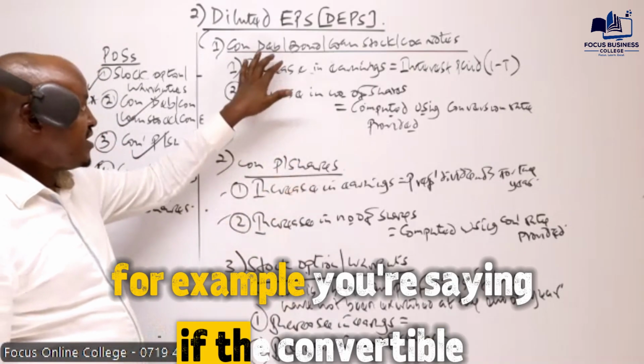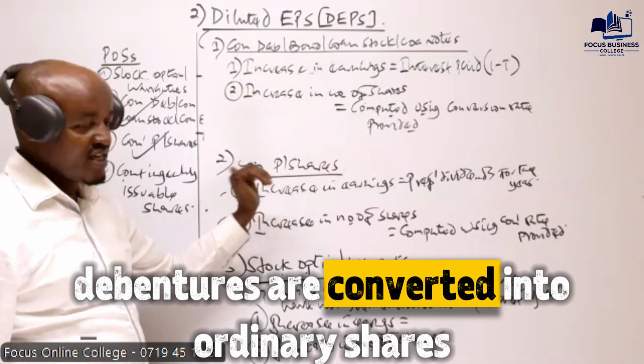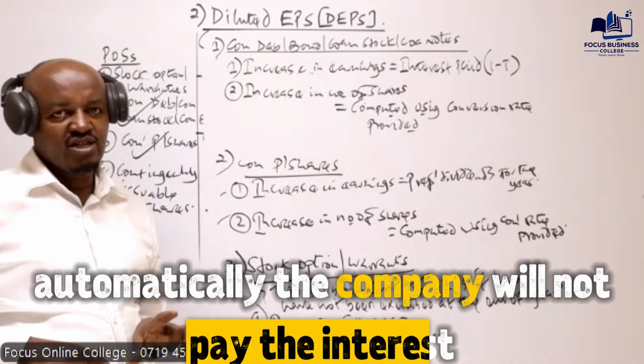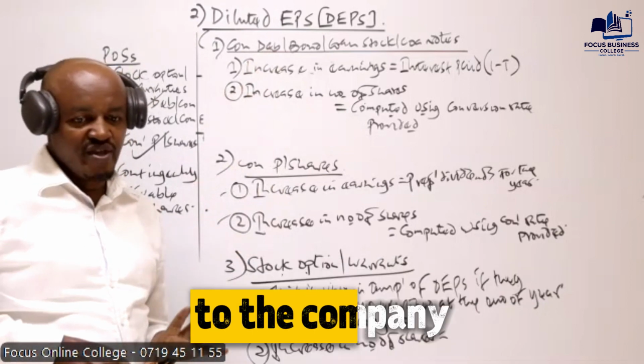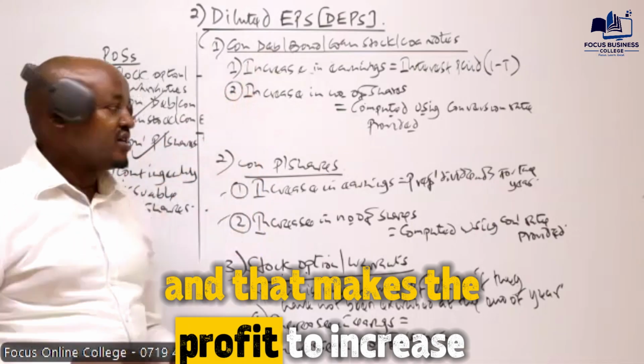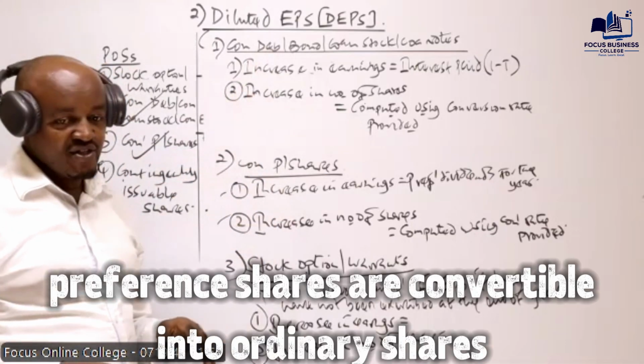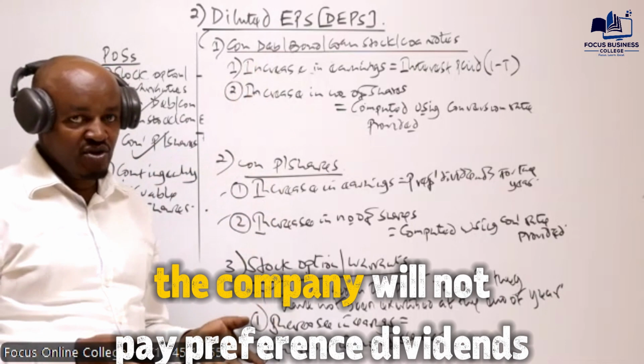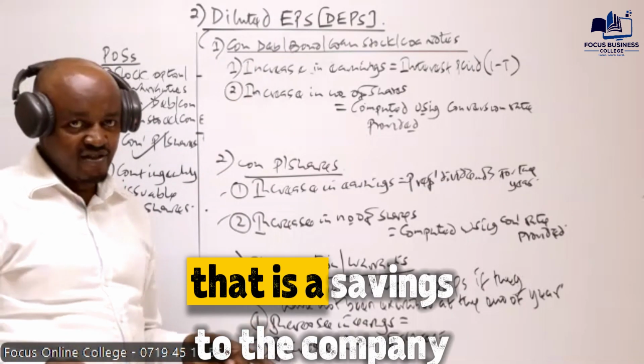For example, if the convertible debentures are converted into ordinary shares, automatically the company will not pay the interest, which is an expense. That is a saving to the company, and that makes the profit increase. If the convertible preference shares are converted into ordinary shares, the company will not pay preference dividends. That is a saving to the company.